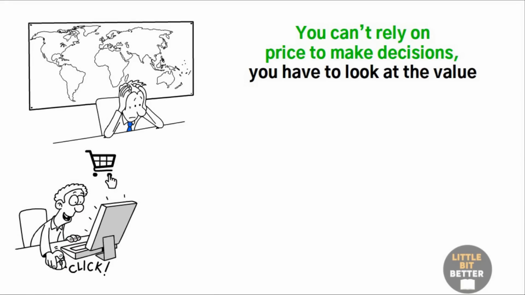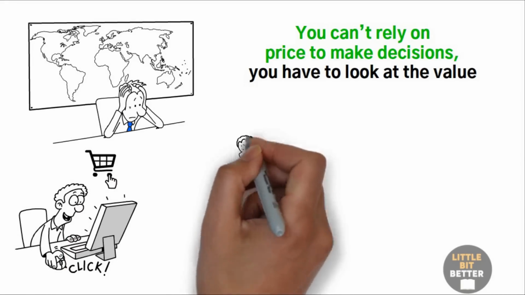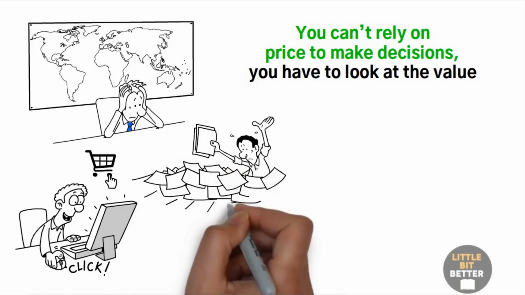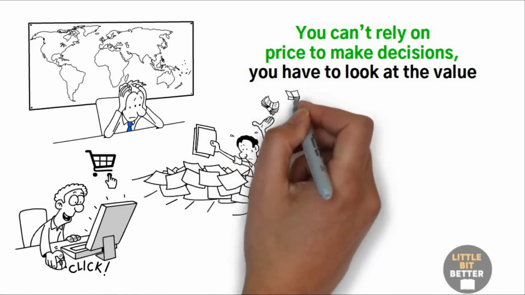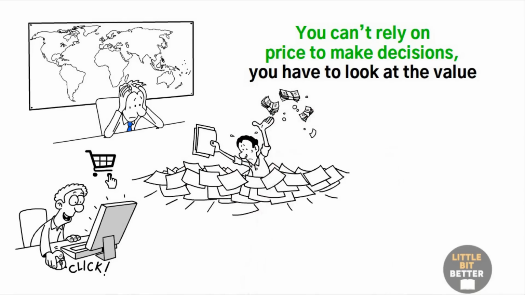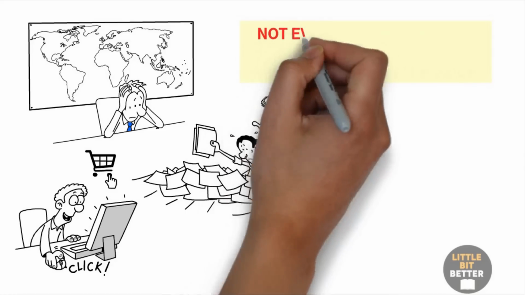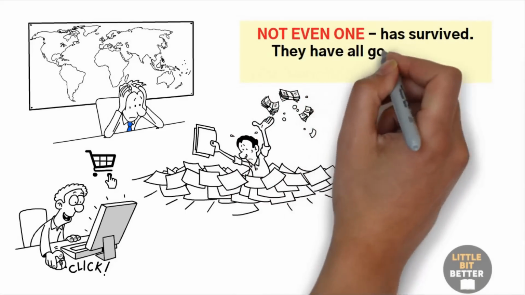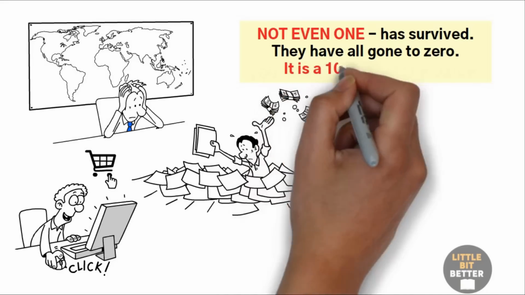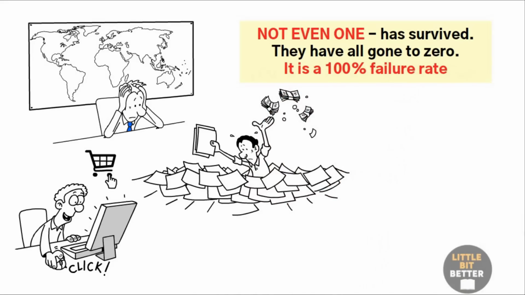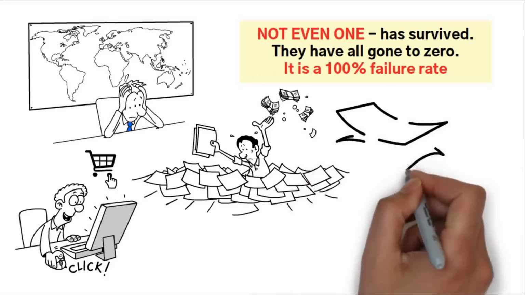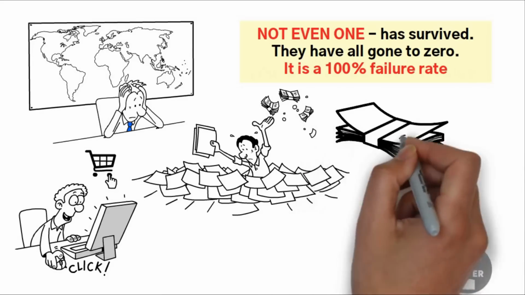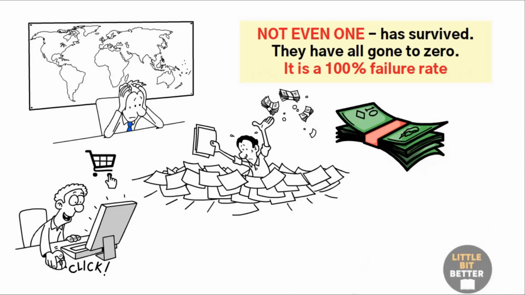Here's a scary fact about fiat currencies. There have been thousands upon thousands of fiat currencies in history, but none of them has survived. Their lifespans were on average about 27 years, and none of them, not even one, has survived. They have all gone to zero. It is a 100% failure rate. By their very design, all national currencies lose value. They must lose value because they are being constantly printed.